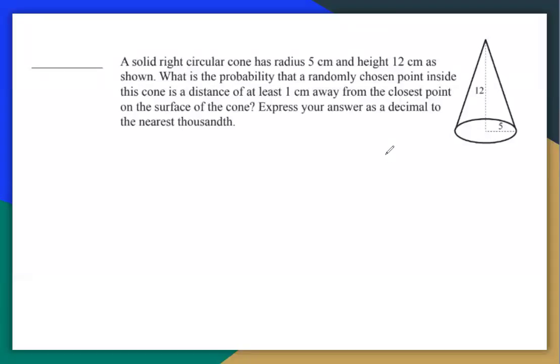Hi everyone. So we have another MATHCOUNTS problem. This was number 30 on the national test.